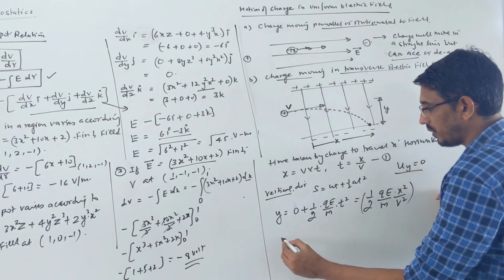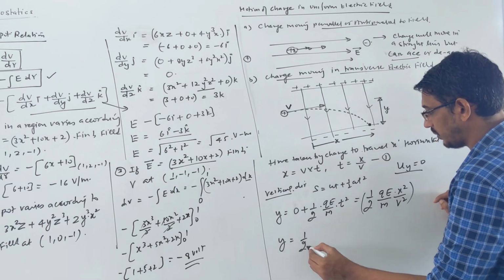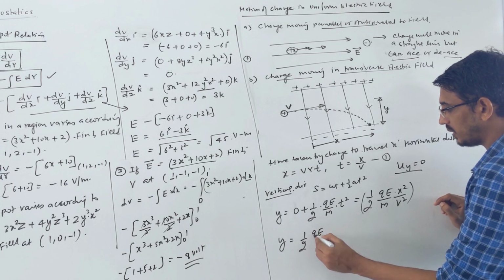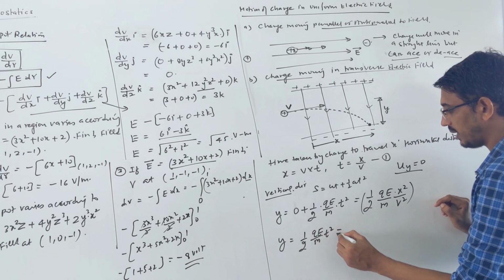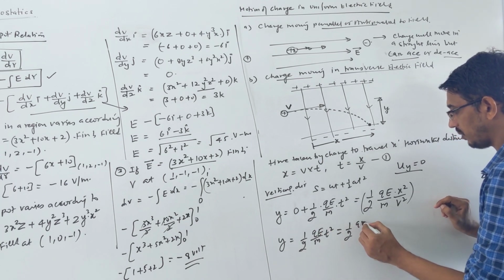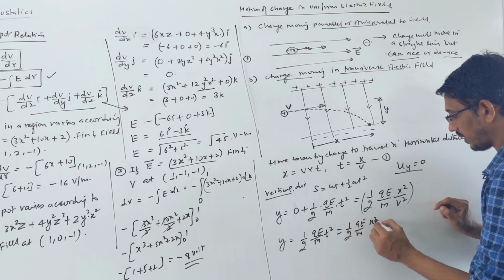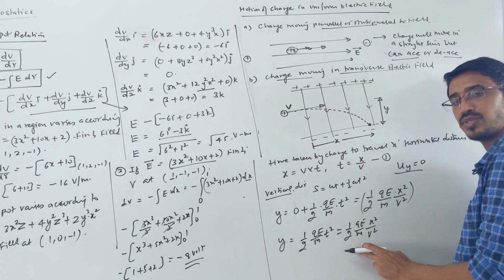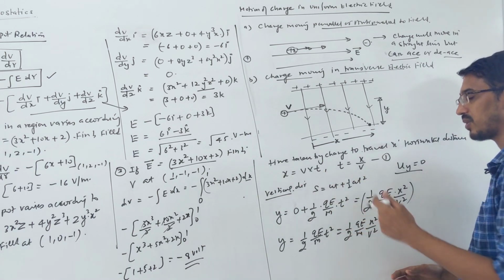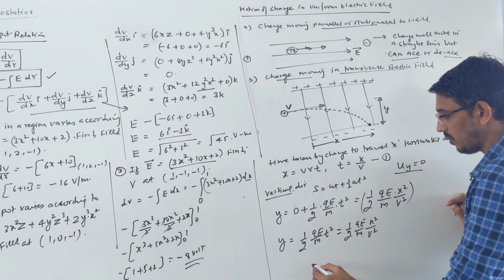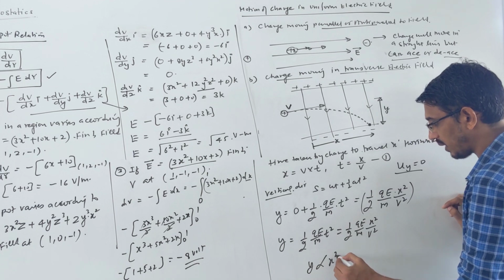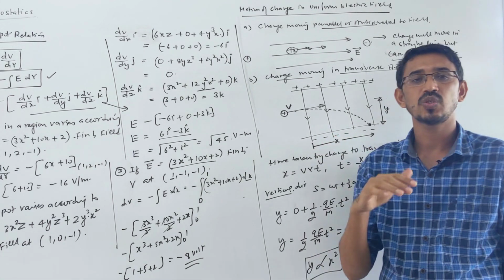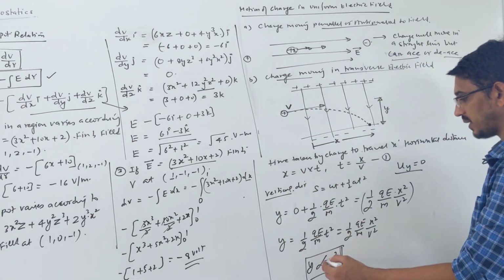Yes, so this is the deflection. Two formats you can write. You can write in time format, if time is given to you, so y equals half QE by m t square, or you can also write half QE by m x square by v square. If you see this formula, everything is constant, half QE by m, and the initial velocity is also the same, horizontal. So y is proportional to x square. The deflection is directly proportional to x square.